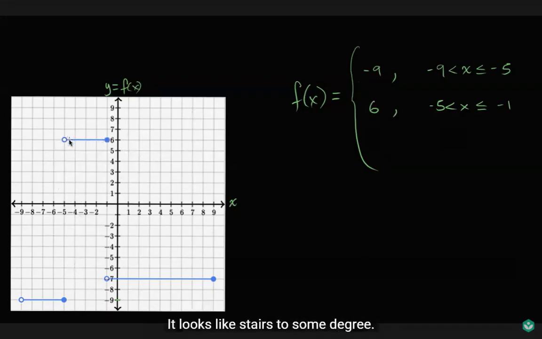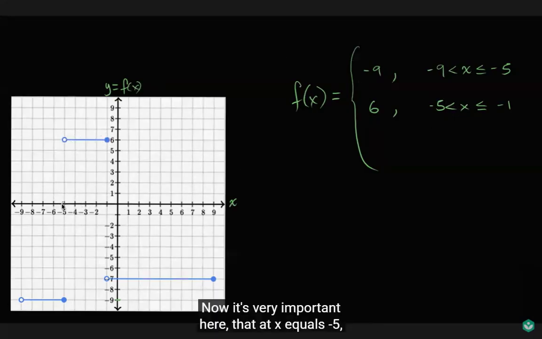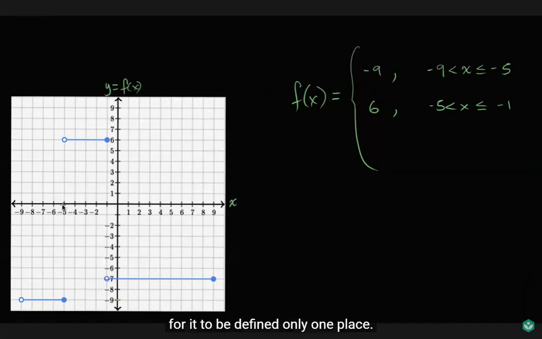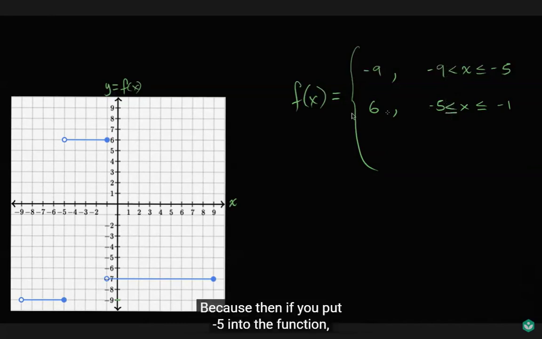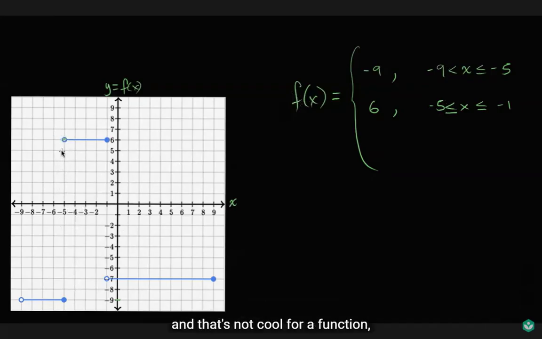It looks like stairs to some degree. Now, it's very important here that at x equals -5, it be defined in only one place. Here, it's defined by this part. It's only defined over here. And so that's why it's important that this isn't -5 less than or equal to, because then if you put -5 into the function, this part would be filled in, and the function would be defined in both places, and that's not cool for a function. It wouldn't be a function anymore.